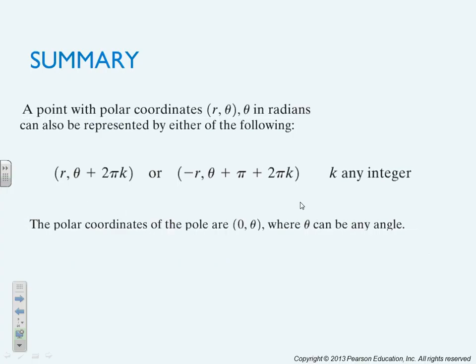All right, so here's a point with polar coordinates r, theta, where theta is in radians. It can be represented by any of the following: the same radius, but theta added by 2 pi k, or the negated radius and theta plus pi plus 2 pi k, where k is any integer. So this is like a little formula for finding a coordinate that ends in the same place. The polar coordinates of the pole are 0 comma theta, where theta can be any angle.